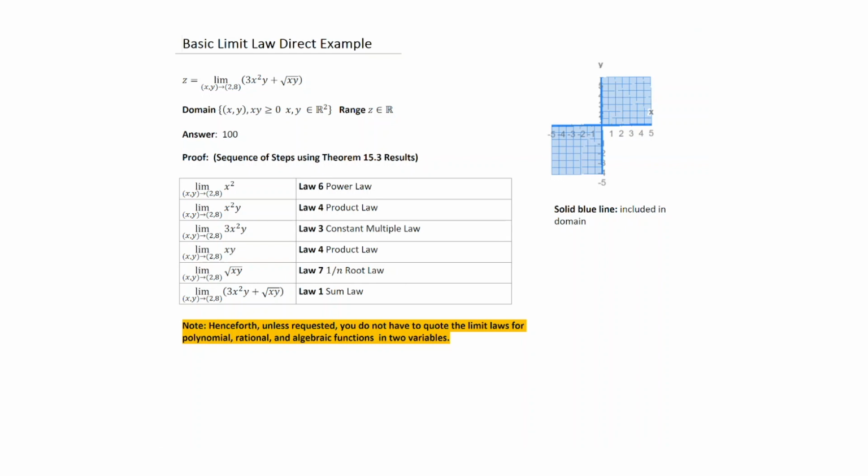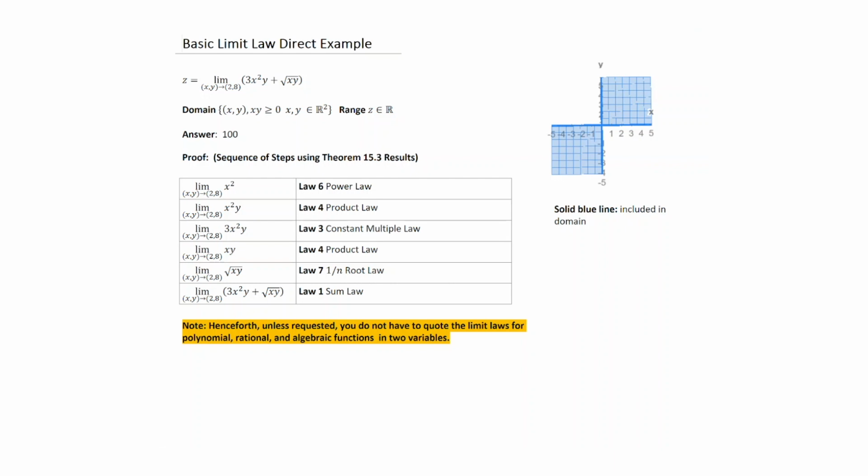Now if we were to plot this domain on the xy plane, you'll notice that the domain will include all possible combinations of x and y in the first and third quadrant, including the x-axis and the y-axis. That's why I've shown it as a solid blue line, because it's basically a closed set.